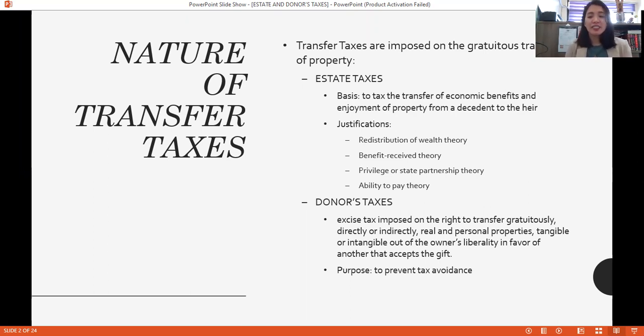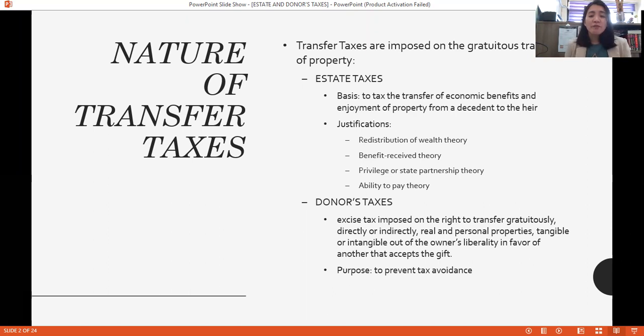And yung donors taxes naman, ang kaibahan ng estate at donors, parehas lang sila na gratuitous transfer, meaning libre na transfer, walang bayad. However, ang kaibahan nilang dalawa is yung estate tax kapag may namatay. Yung donors tax naman, during the lifetime. Kunyari, buhay ka pa, gusto mo ibigay yung property mo sa anak mo or sa kaibigan mo, during your lifetime siya nag-i-effect.